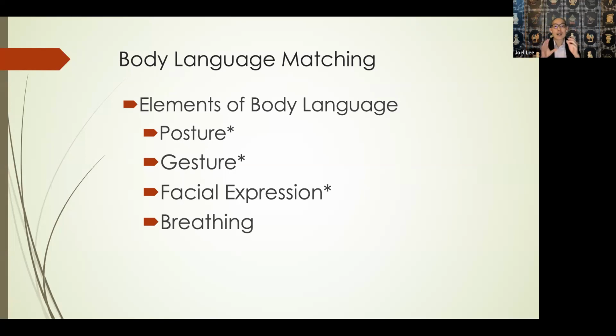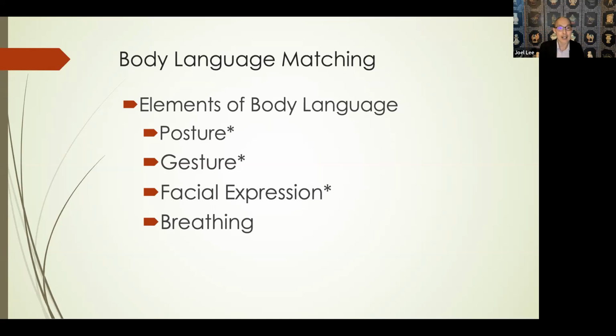And finally, you can match someone's breathing. Now, you will notice of these 4 items, I have put asterisks next to the first 3 because those are the easiest to match. Breathing, not so much. Okay, that takes a little bit of practice, that takes a little bit of skill, and we're not going to talk too much about that. But fundamentally, we can match someone's posture, gestures, or facial expression.